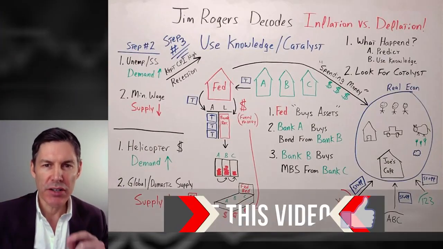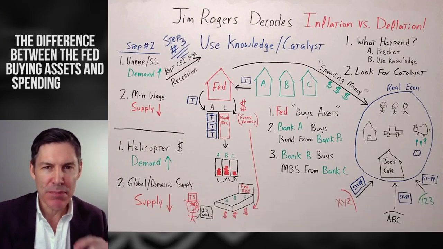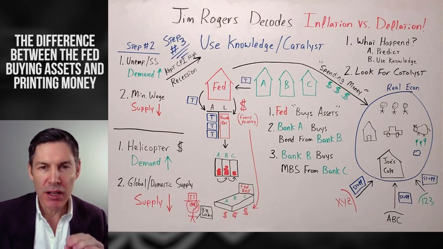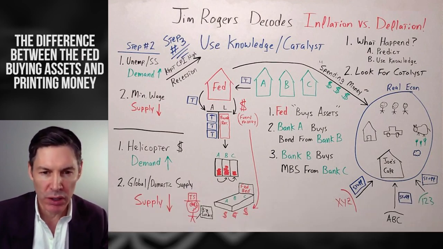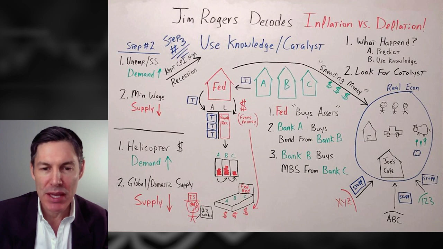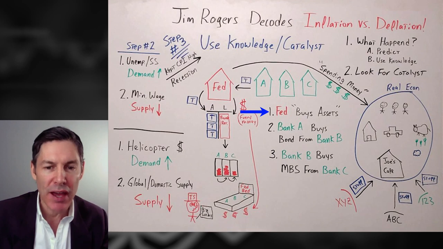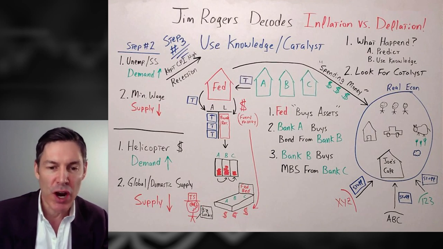So the catalyst Dr. Hunt refers to is the difference between the Fed buying assets and spending money or printing money. Let's take a look at how that works in real life. The Fed is connected to the primary dealer banks A, B, and C. When the Fed buys assets, they usually buy these assets from one of these primary dealer banks or a bank under the Fed's umbrella. So in this case, Bank A or Bank B or Bank C is selling treasuries directly to the Fed. The Fed takes the treasuries, puts them onto the asset side of their balance sheet.